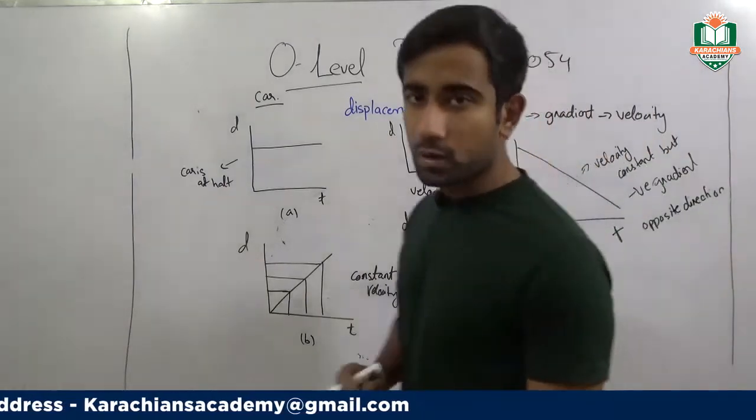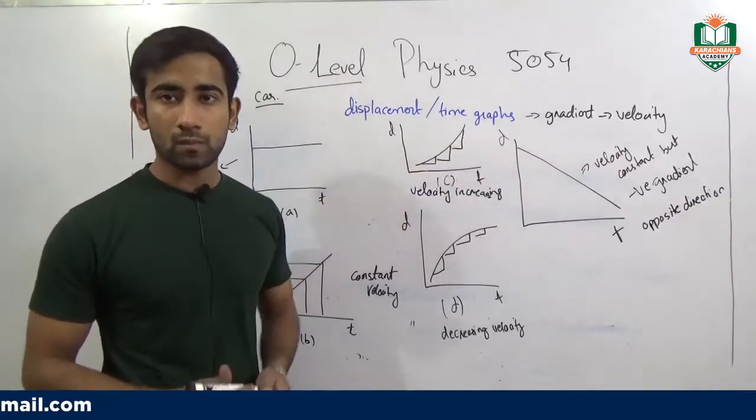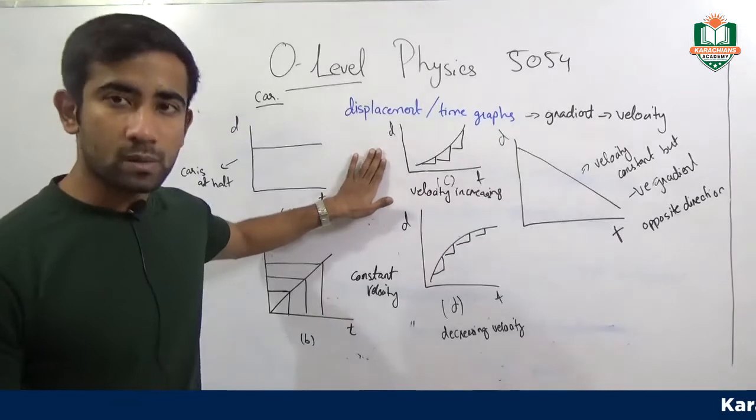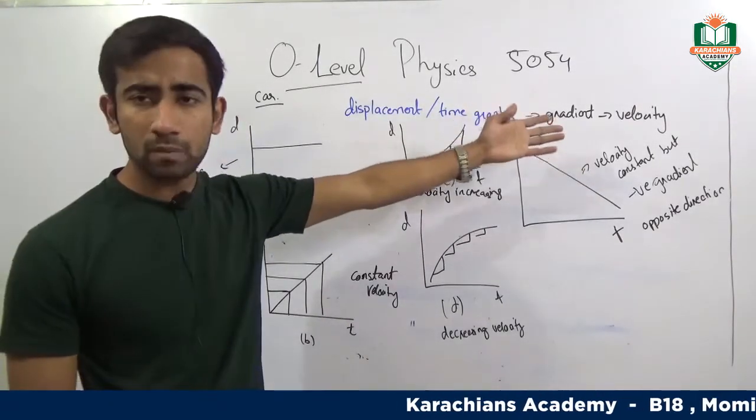So we need to understand that the gradient of the displacement-time graph is velocity. If we keep that in mind, the graphs will be pretty simple, and we'll just be focusing on the gradient of the graph, and that will give us the velocity.